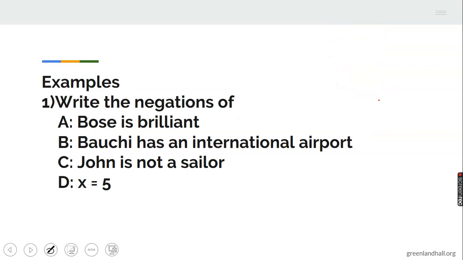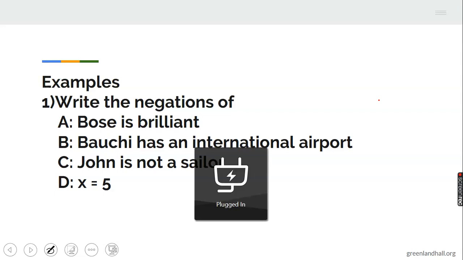Examples. Write the negations of the following. A. Bosa is brilliant. That's a simple statement. B. Bauchi has an international airport. C. John is not a sailor. D. X equals 5. And these are the negations.